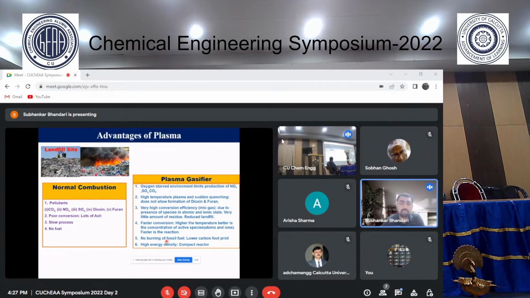And the third and most important is it does not allow the formation of dioxin and furan. Dioxin and furan are very toxic elements, and the permissible limit through the stack is only 0.1 nanogram per meter cube. So you can imagine the toxicity of this. Because of the temperature available inside the plasma gasification chamber, the dioxin and furan get disintegrated.